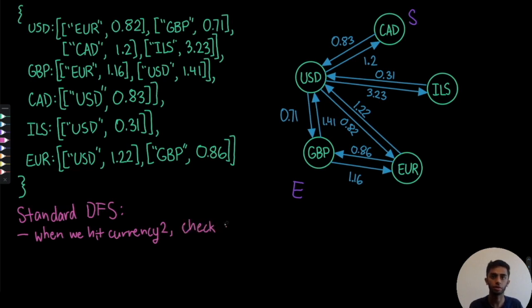That's one of the differences between this DFS and a typical one. The second difference has to do with how we calculate the overall exchange rate. So we know that we can multiply the individual exchange rates to get that. So maybe if we start at Canadian dollars, we can keep some sort of current exchange rate. I'll just write cur here. And we start DFSing. So it's going to start at 1, but then we multiply by 0.83 to get to US dollars. So we say, all right, we're at 0.83. And then we multiply that by 0.71 to get to GBP, the Great British Pound. And that gives us 0.59.